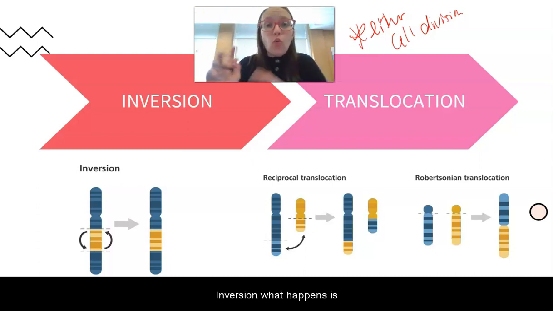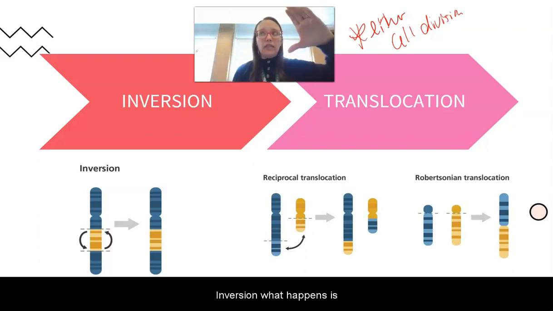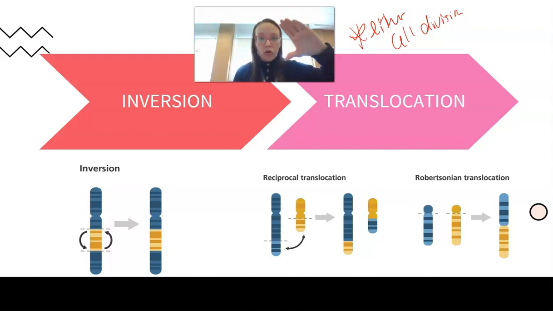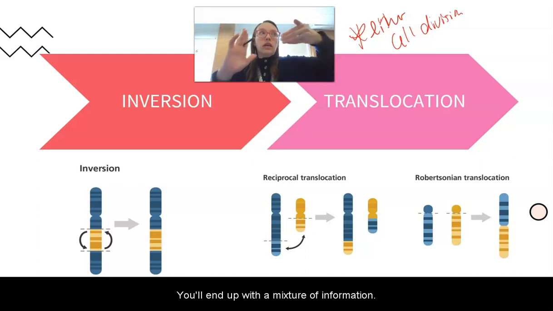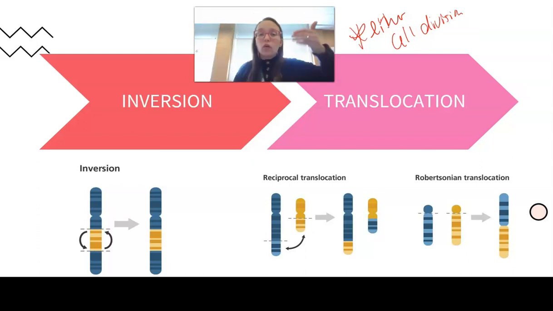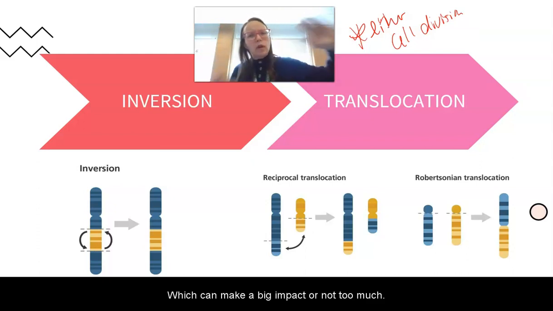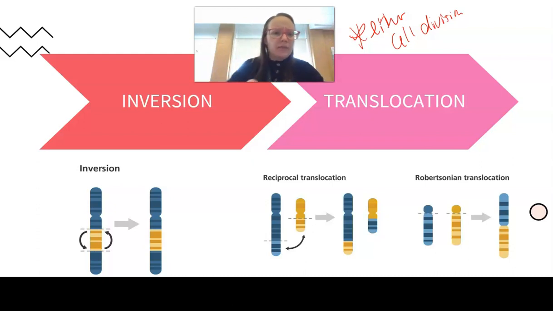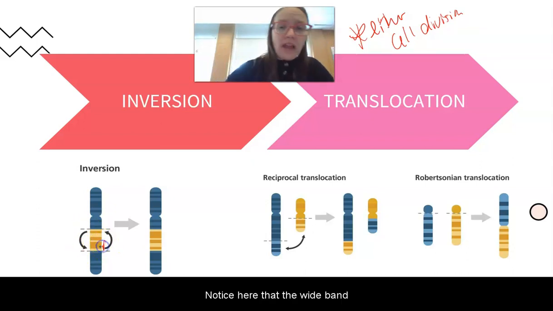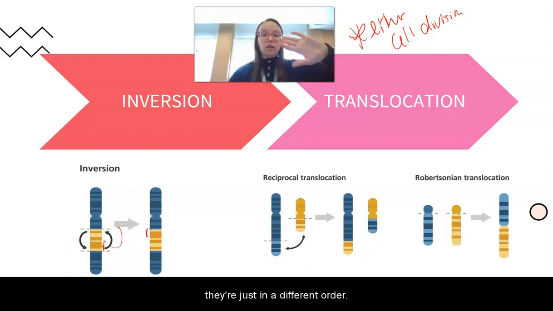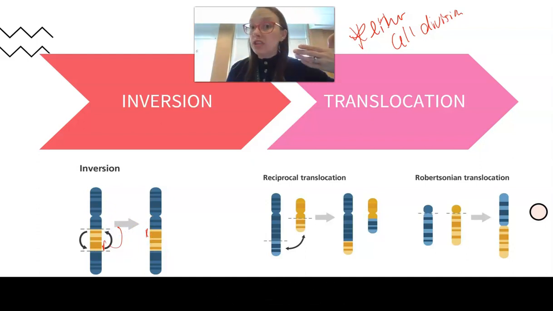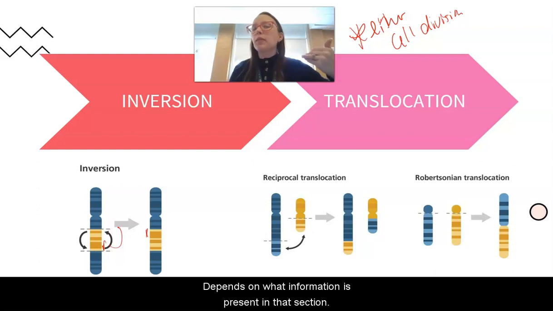So in inversion, what happens is I take a piece of a chromosome and basically it flip-flops itself in a different direction. So you'll end up with sort of a mixture of information, which can have a big impact or not so much, sort of depends on what's happening. So notice here the wideband has moved up. So now the wideband is here. They're just in a different order. This could make a small difference. It could make a huge difference. It depends on what information is present in that section.